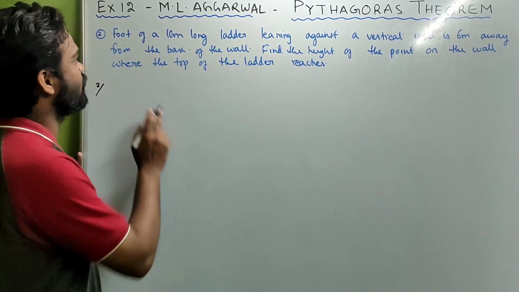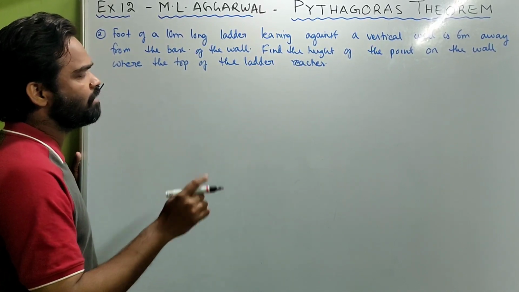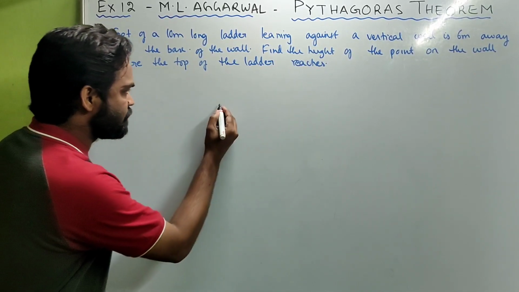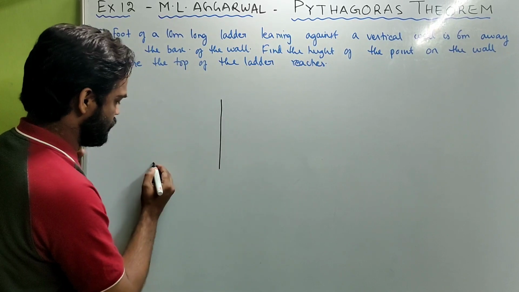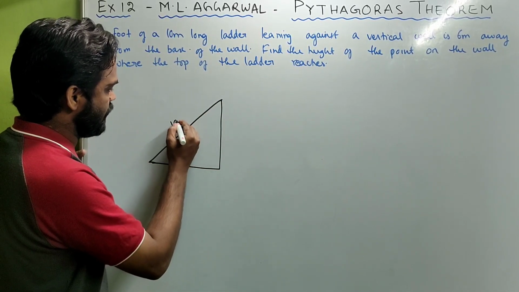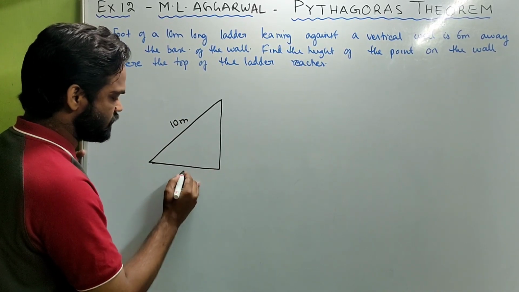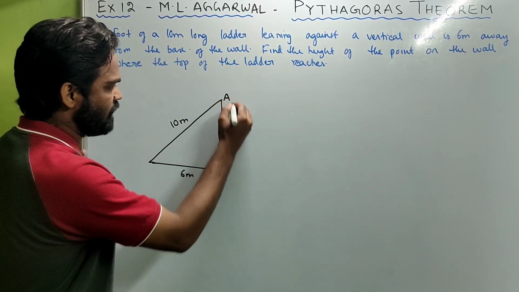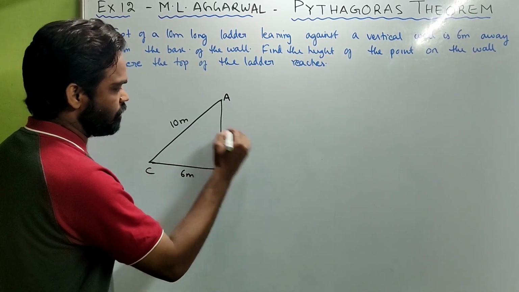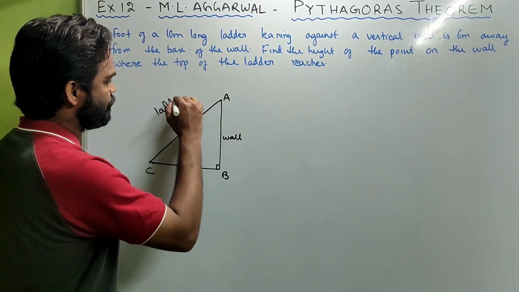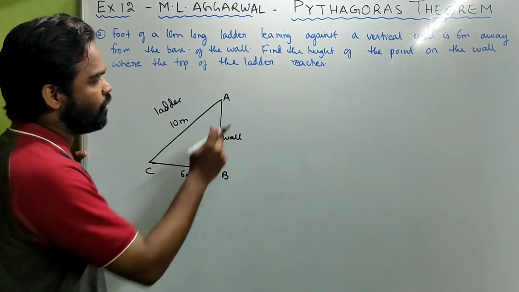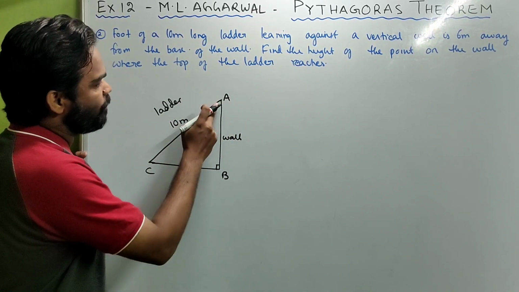Look at sum number 2. Foot of a 10-meter long ladder leaning against a vertical wall is 6 meters away from the base. Which means if this is your wall, then this is your ladder which is 10 meter and its foot is 6 meters away from the base. I'll name it A, B, C. This is your wall. Okay, this is your ladder. Find the height of the point on the wall where the top of the ladder reaches.